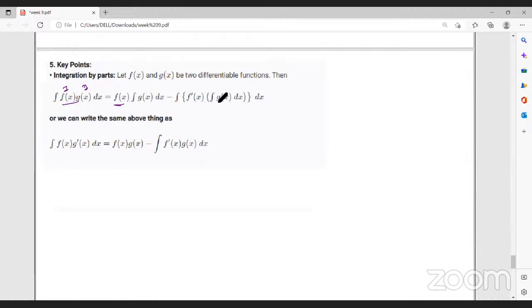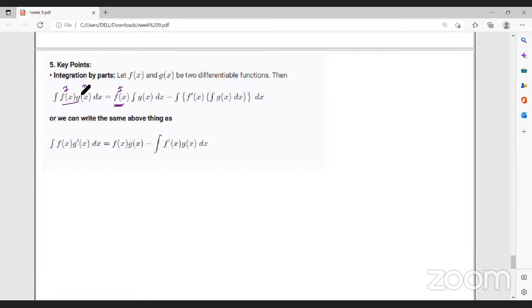Okay. So we can also take g of x as the first function, sir? You can consider either as the first function. For this, we have considered f of x as the first function. Which one to consider, we will discuss now.